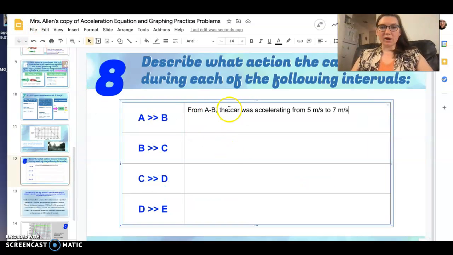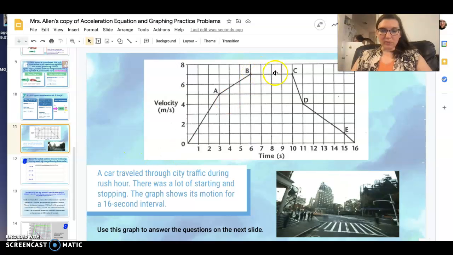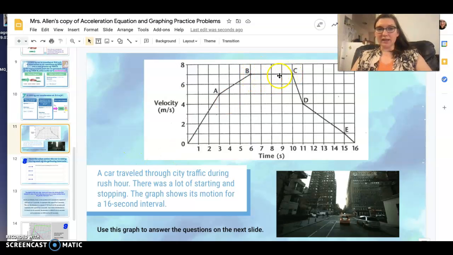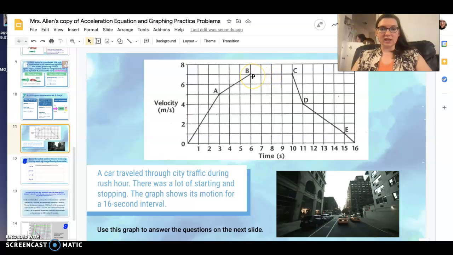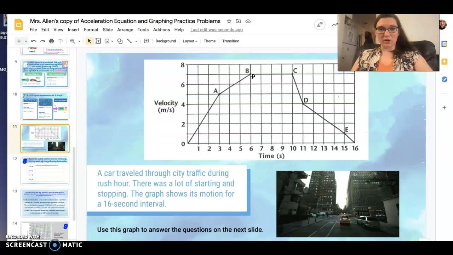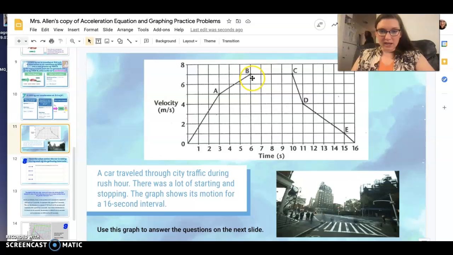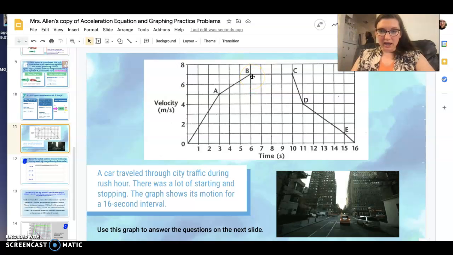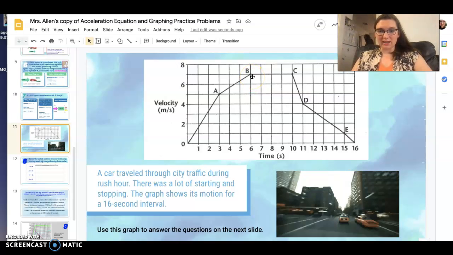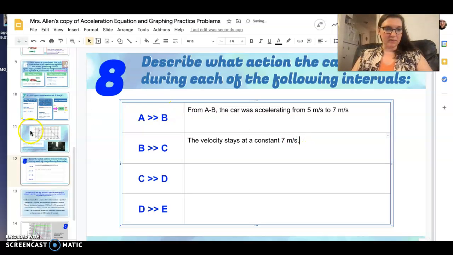Okay, from A to B, the car was accelerating from 5 meters per second to 7 meters per second. So what happens from B to C? When I see a flat line on a velocity graph, that means the velocity is staying the same for those seconds, okay? So from B to C, the velocity is staying at a constant 7 meters per second.